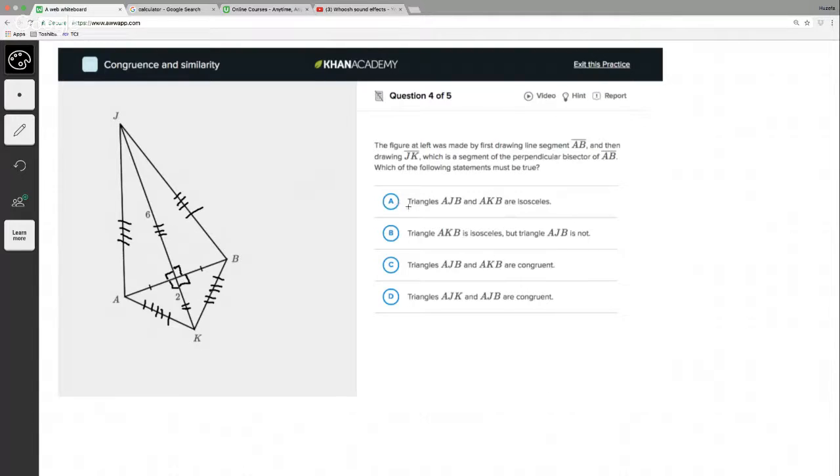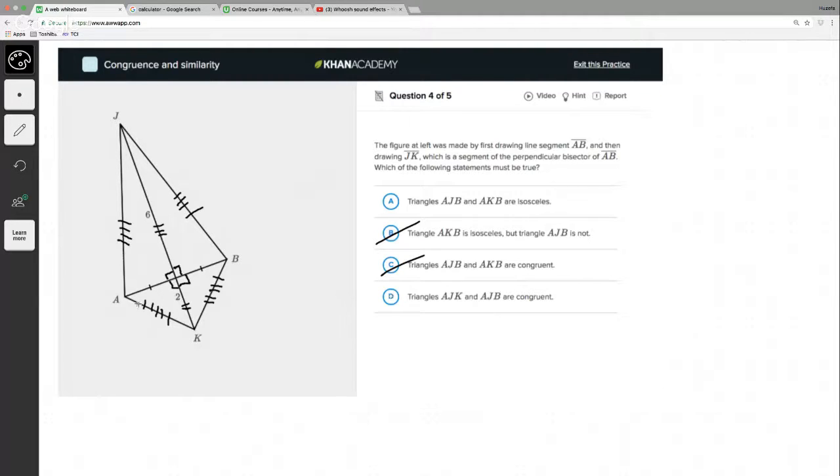So actually, we do know that they're isosceles. But let's come back to that. Triangle AKB is isosceles. AJB is not. No, they're both isosceles. They are congruent. AJB and AKB are, no, they're not congruent. I mean, congruent is another word for equal.